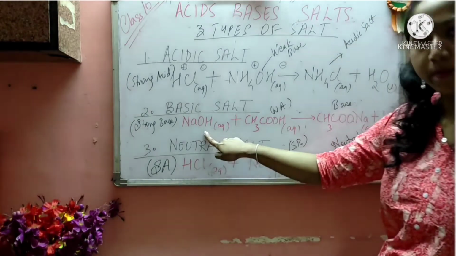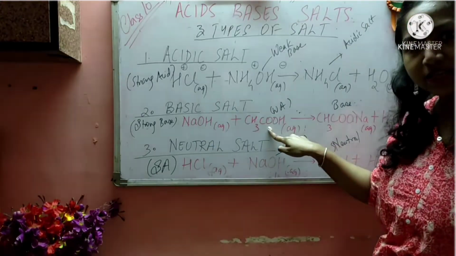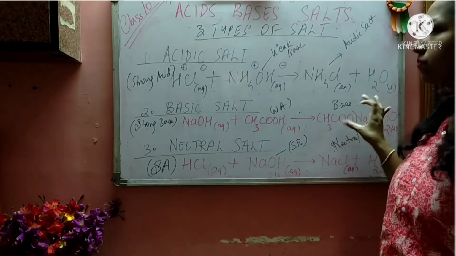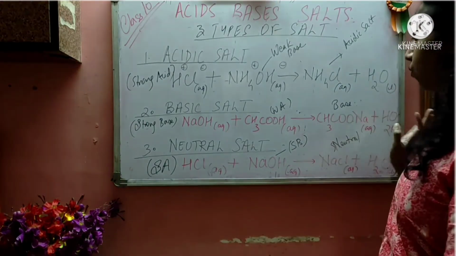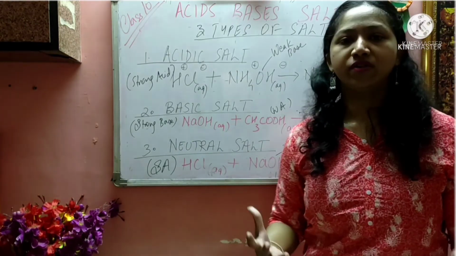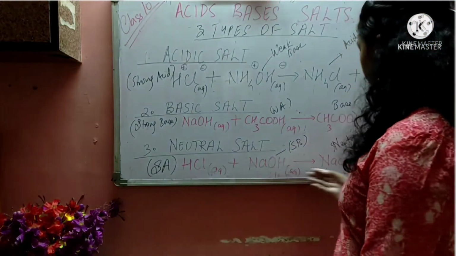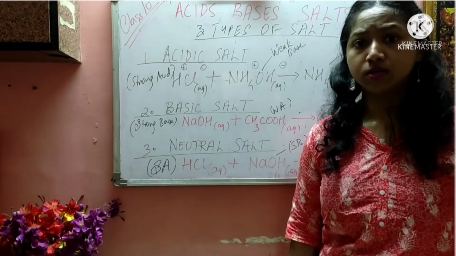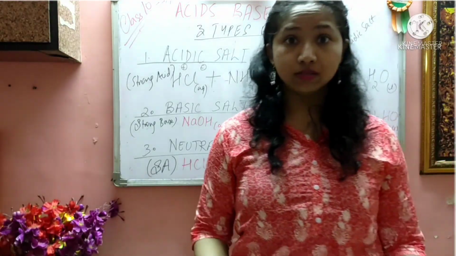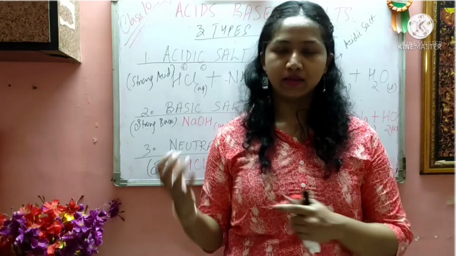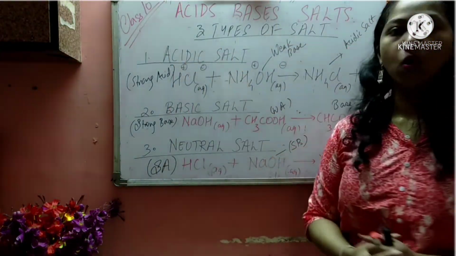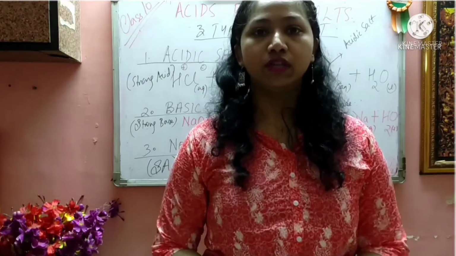Second is basic salt. Strong base, which is sodium hydroxide, will react with weak acid, which is acetic acid, and you're going to get sodium acetate, which is basic salt, and water. Neutral salt is very easy. Strong acid will react with strong base, and you're going to get neutral salt. Understood? So what we have seen today is what salt is, how it is produced by the reaction called a neutralization reaction, and these three types of salts. That's it for the day.